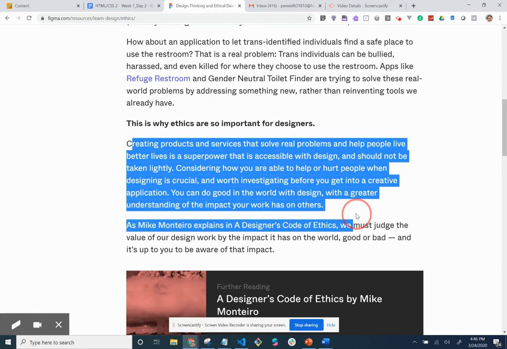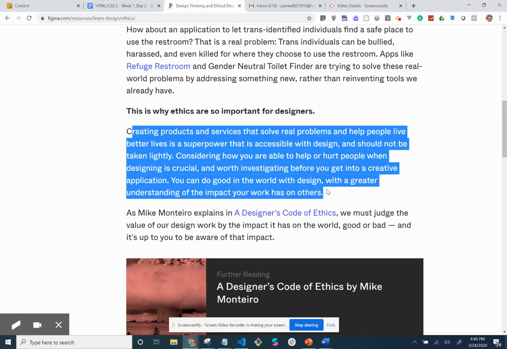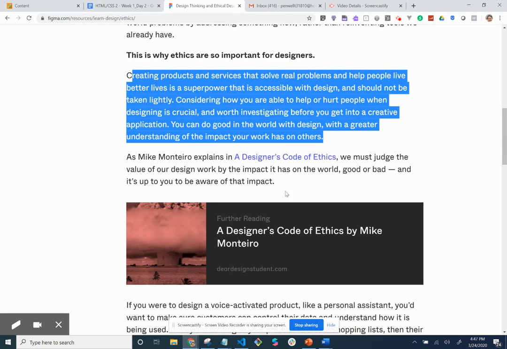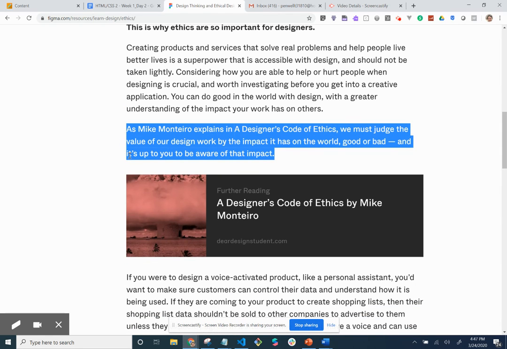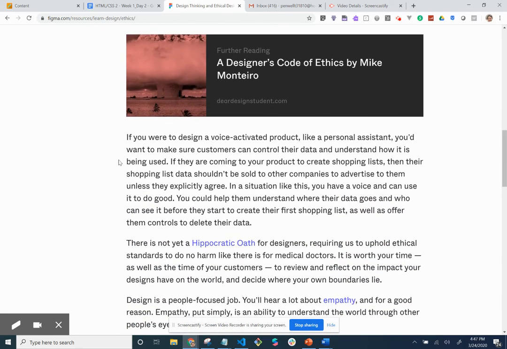And go ahead and highlight that. It should not be taken lightly. Considering how you are able to help or hurt people when designing is crucial and worth investigating. So there's the designer's code of ethics. We must try to remember to highlight this, and I'm failing miserably. We must judge the value of our design work by the impact it has on the world, good or bad. And it's up to you to be aware of that impact. Again, there's another further reading if you want to read it, not required.